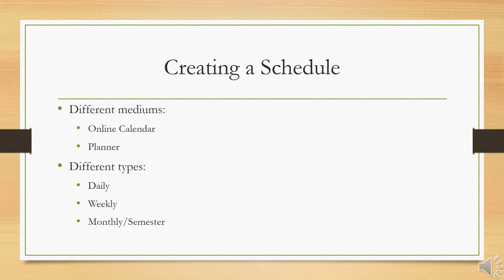A monthly or a semester calendar can also show you the big picture. You can see when your due dates are, when your exams are, and you can schedule meetings, appointments, and other planned activities. It also shows you when you have congested or busy periods of time.